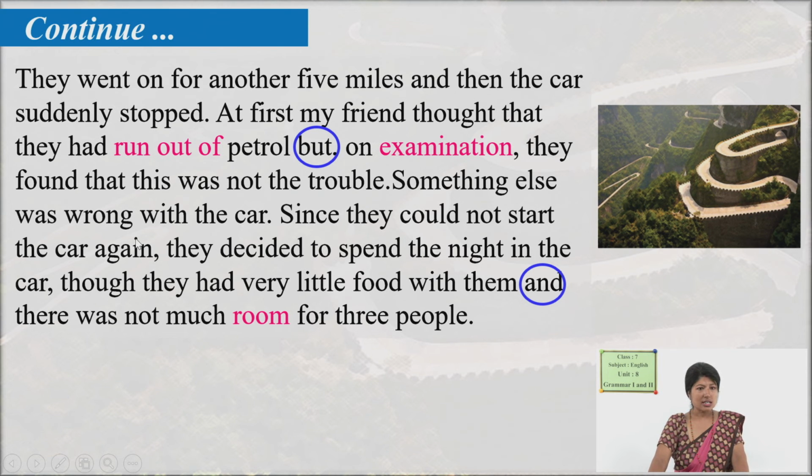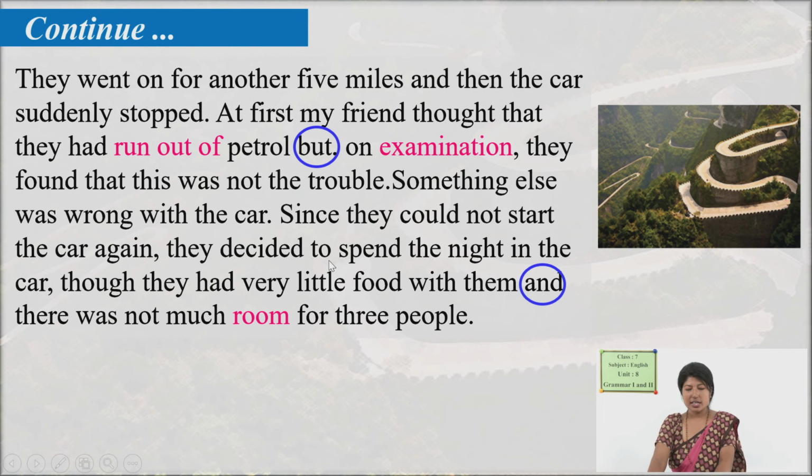Since they could not start the car again, they decided to spend the night in the car, though they had very little food. Though, okay, they had little food. That's why they should not have spent their night in the car, but they spent it. In that case we use though. You can circle this and though as well in your text.